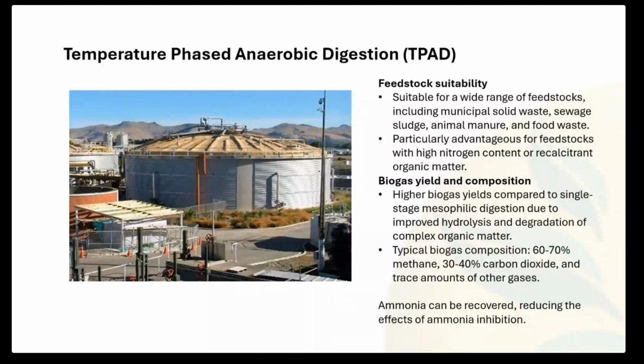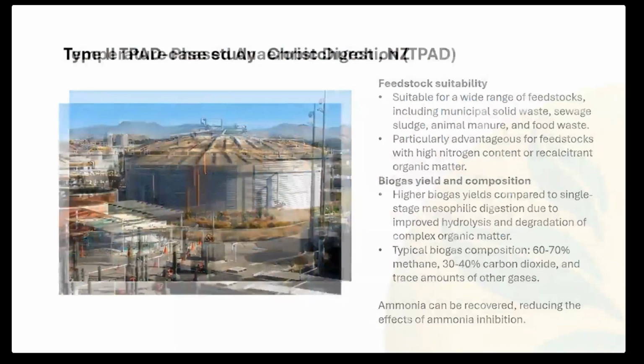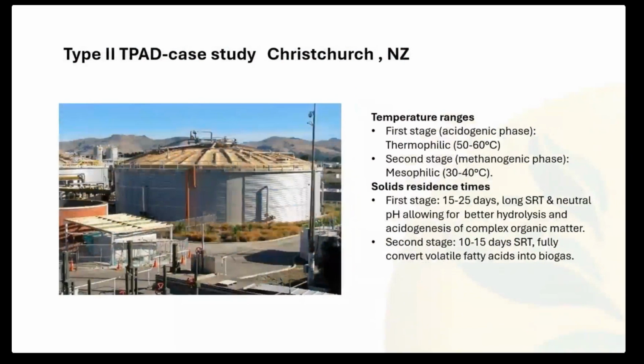A case study now for this startup of the type 2 TPAD in Christchurch. The first stage, acetogenic thermophilic phase, at 50 to 60 degrees. The second stage, methanogenic reactor, at 30 to 40 degrees. The first stage had a volume of about 15,000 cubic meters in 2 tanks. The second stage, a volume of about 18,000 cubic meters in 4 tanks.